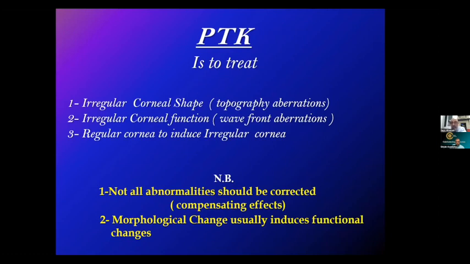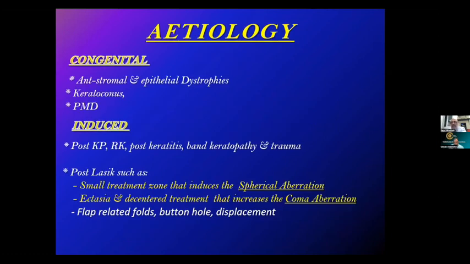And the other thing, morphological changes, if you correct them, this may induce and will induce functional changes. Now, what are the etiologies of corneal aberrations? It may be congenital, like anterior stromal and epithelial dystrophies, keratoconus, pellucid marginal degeneration, or it may be induced, like post-keratoplasty, post-RK, post-keratitis, band-shaped keratopathy, post-trauma, whatever. But what we see most often is post-LASIK, post-refractive.